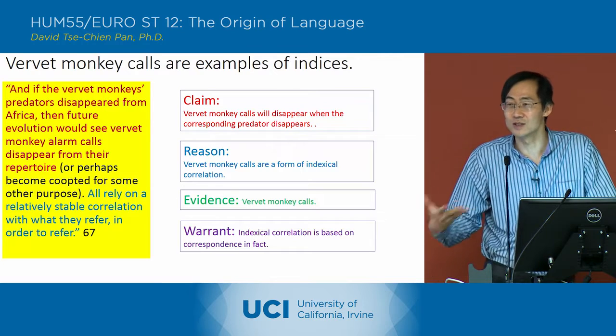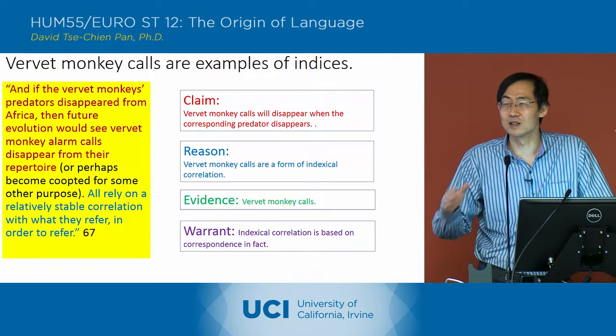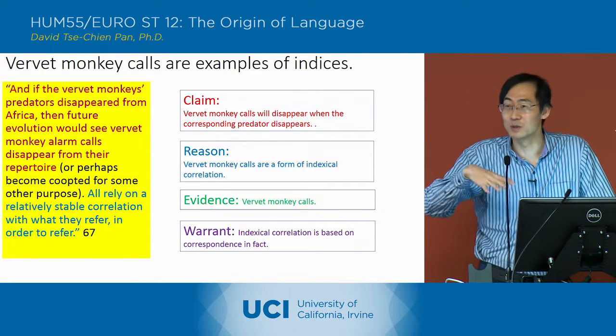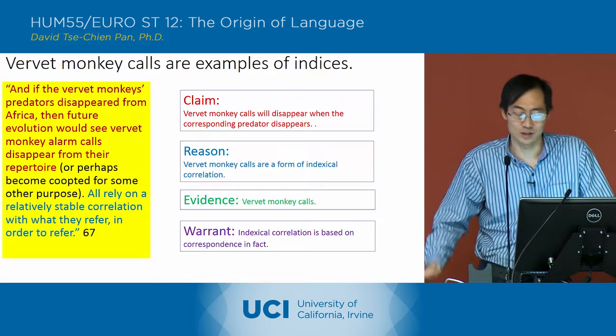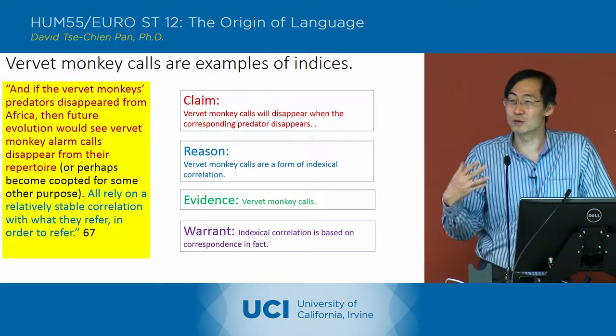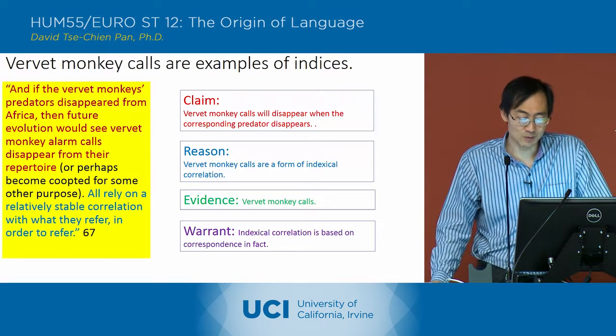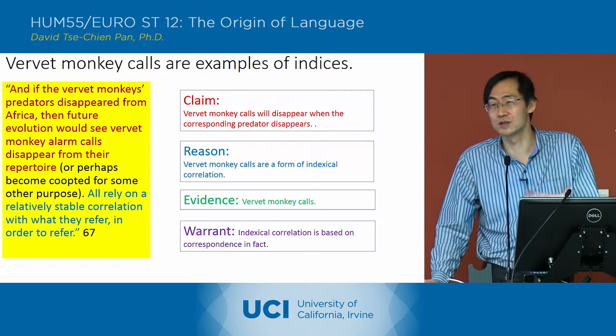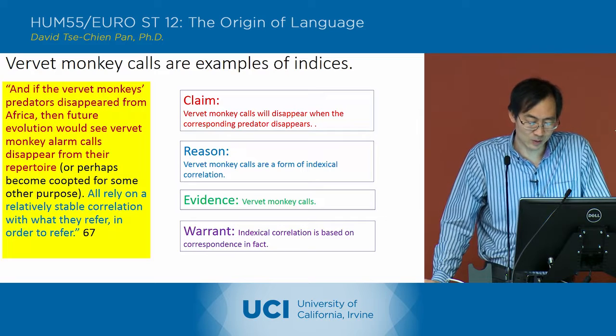And then they have a third call if they see a snake. They'll be up in the trees a little bit, scanning the ground, watching for the snake. So they have three different calls that match up to three different types of predators that are important to them. And so this has been taken as an example of animal language.